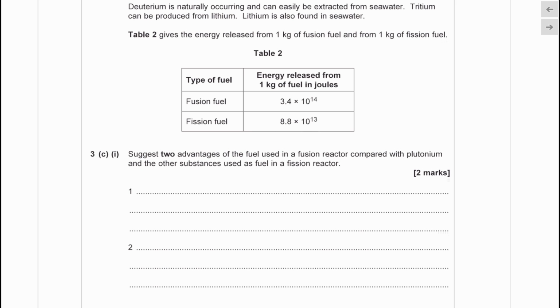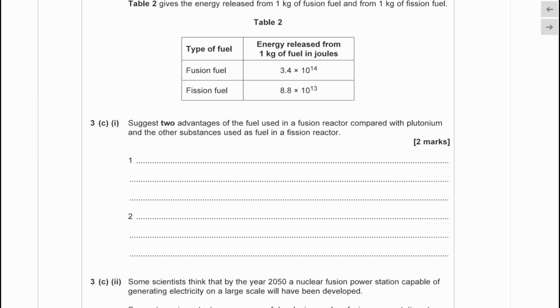In 3C, it says, suggest 2 advantages of the fuel used in a fusion reactor compared with plutonium and the other substances used as fuel in a fission reactor. Okay, so looking at the table, the first thing I can see is that the fusion fuel releases more energy than the fission fuel. So the first thing I'd say is releases more energy per kilogram. All right, and it does, and so that is fine.